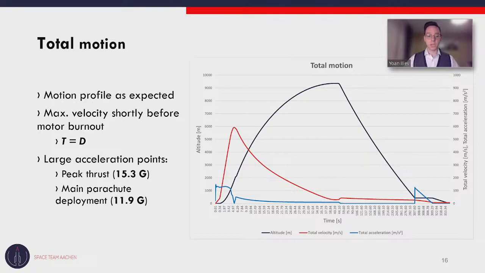And after that, we have our other large acceleration point, which is the main parachute deployment event. This doesn't occur at 2.5 speeds, but the drag increase is really significant, leading, according to the simulation software, to 11.9 Gs of deceleration loads on the rocket. Next slide, please.